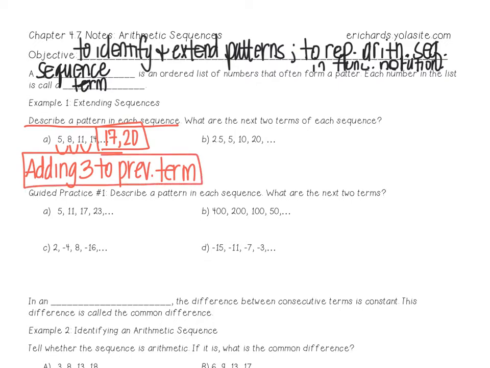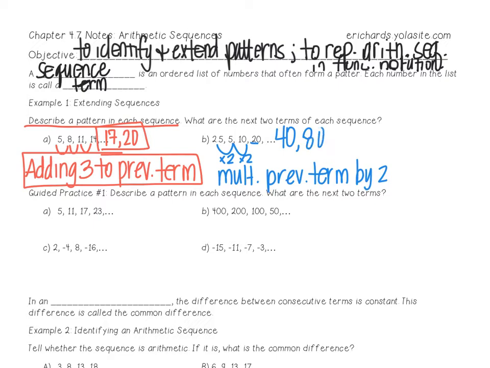For B, 2.5 to 5, 5 to 10, and 10 to 20. The first thing you may think of is that you're adding 2.5, but that doesn't hold to go from 10 to 20, so it must be something else. So think again. I noticed that from 5 to 10 and from 10 to 20, I'm multiplying by 2, and that's going to be the same for from 2.5 to 5. So we are going to multiply the previous term by 2. So that's going to give me 40 next, and then 80 for the next one.